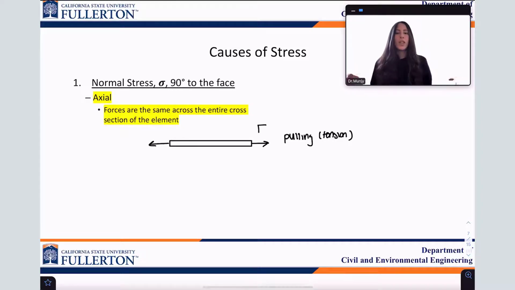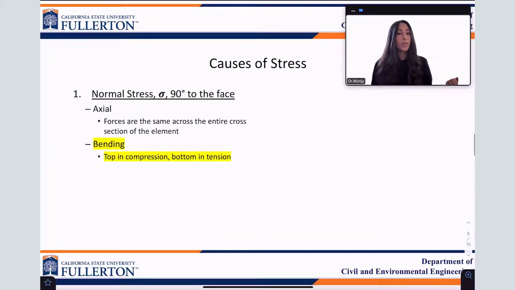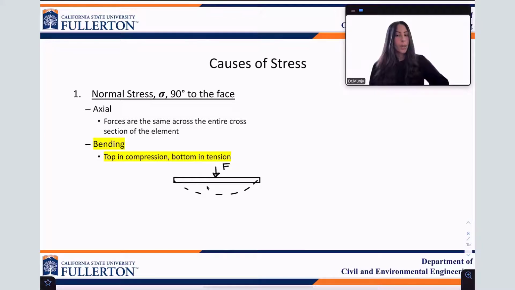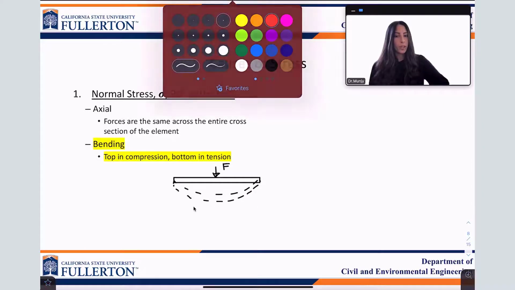Okay. So when we pull on this bar with force F, this is axial force, and this axial force leads to normal stress. The second category of normal stress that we have is due to bending. So let's say we have another bar and we apply a force F on the bar. The bar would deform in this shape here that's on the screen, right? It would have this curvature.